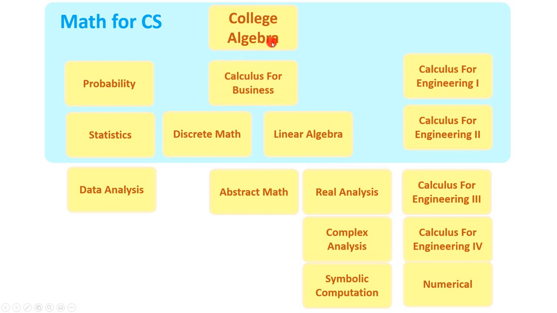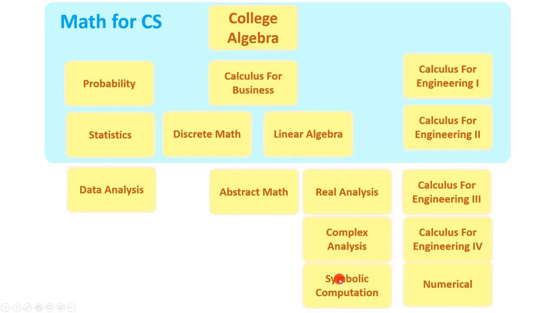And college algebra actually is the pre-calculus in high school. And then discrete math and linear algebra, these are usually required by computer science. And also probability and statistics. And upper division usually has multivariable calculus, which is also named calculus for engineering, or differential equations, and also numerical analysis. And on the symbolic side, we have abstract math, real analysis, complex analysis, and symbolic computation.